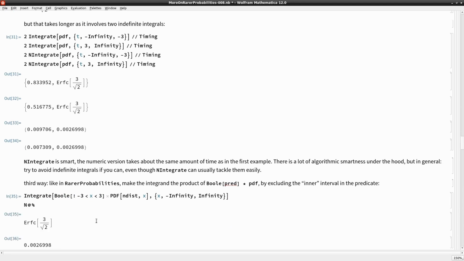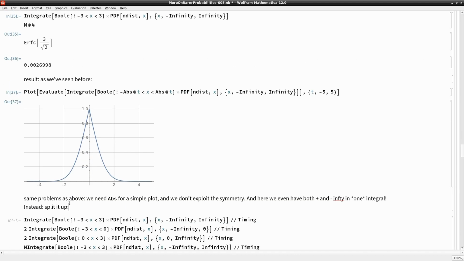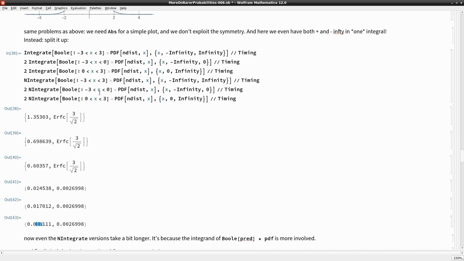Okay, and if we compute this, it's taking longer, but we're getting the same results, and we're plotting it. Again, this will take longer, and we have the same problems as above. We needed Abs for a simple plot, and we don't exploit the symmetry. And here we have both plus and minus infinity in one integral. Really not efficient. So if we do the timing results here, then we see we get the same numbers, but it takes significantly longer.